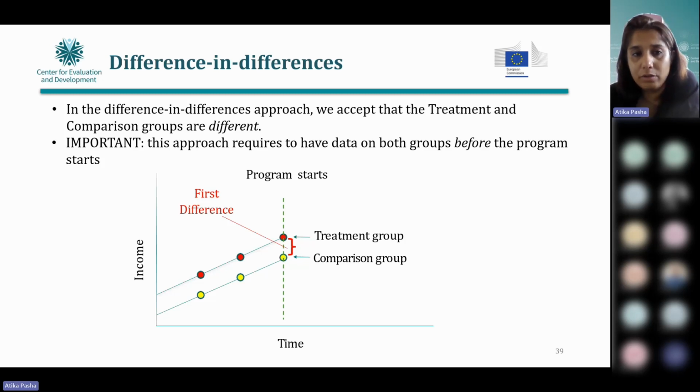Having understood that the two groups are different, we need to figure out what they looked like before the program starts. And initially, between the treatment and comparison group, we observe the first difference, let's say the difference in income. So one starts at 4,300 and one starts at 4,000, and therefore is the less well-off group.